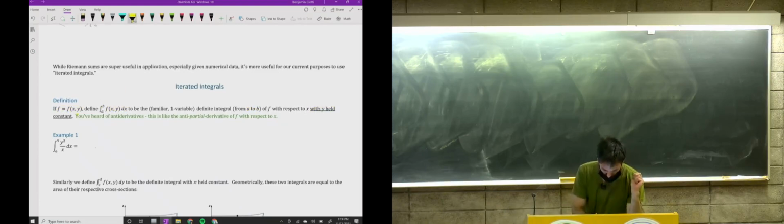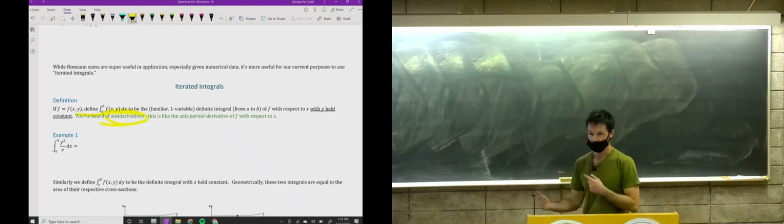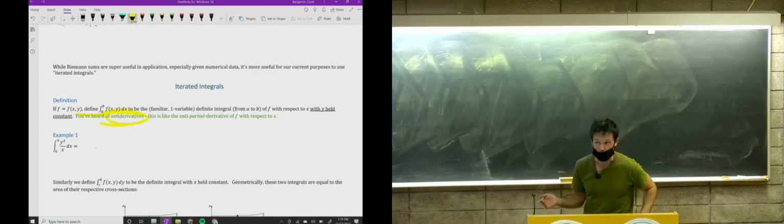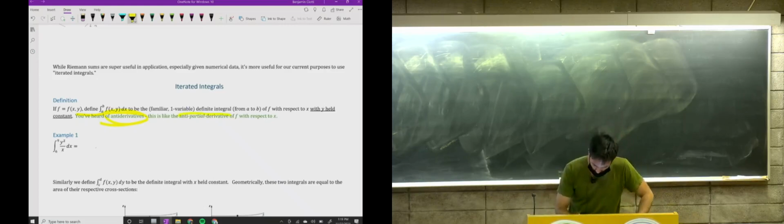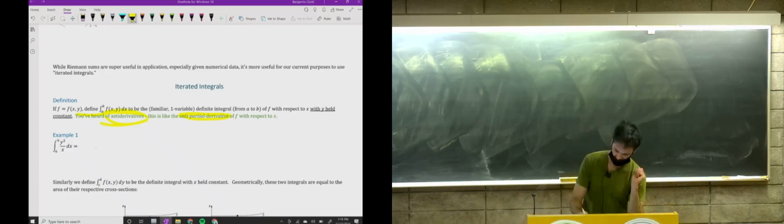Remember when you learned about antiderivatives, which is like the inverse operation of taking a derivative? Well, this is kind of like an anti-partial derivative. Now, that's not an official term. I wouldn't go around calling it an anti-partial derivative. Well, I guess you could, but I made that word up, so no one but me will be impressed if you do that. But let me show you an example.